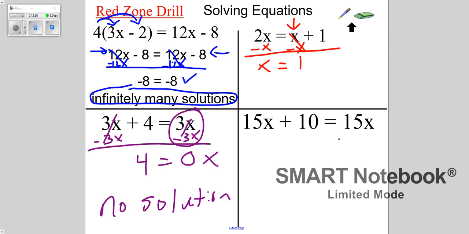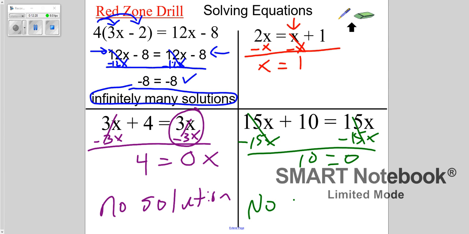And the last one is the same idea. 15x minus 15x on both sides. You get 10 equals 0. Also, no solution. But you could have noticed right from the beginning that there's a 15x on both sides, and this side has a plus 10, and this side has nothing. So there's definitely not going to be a solution.